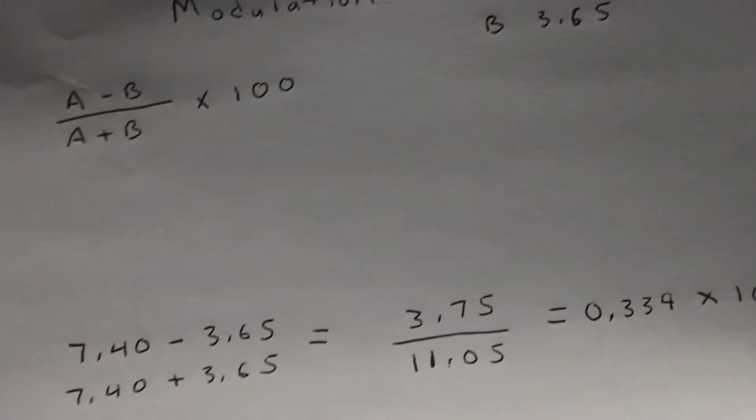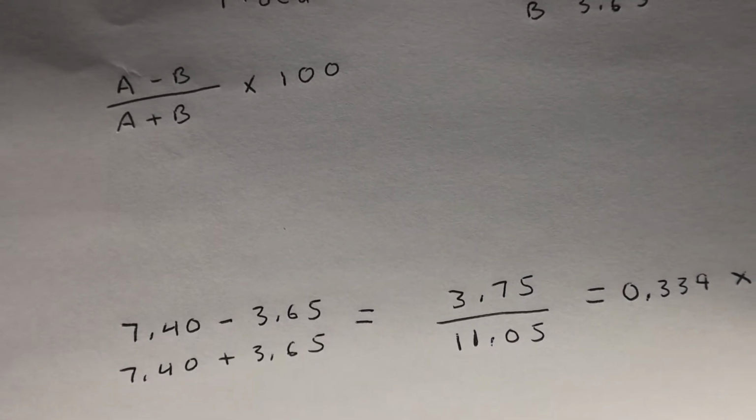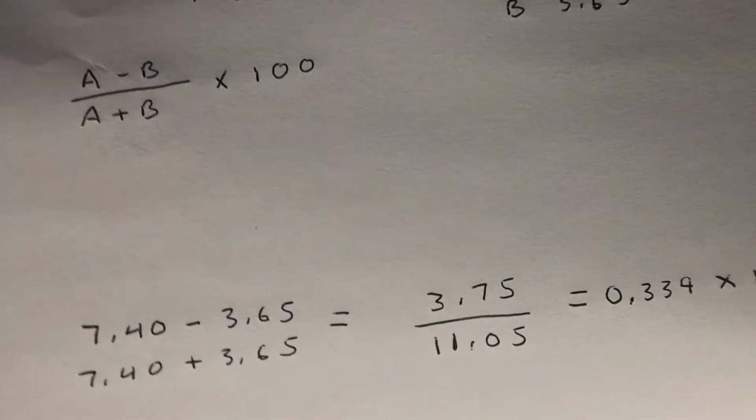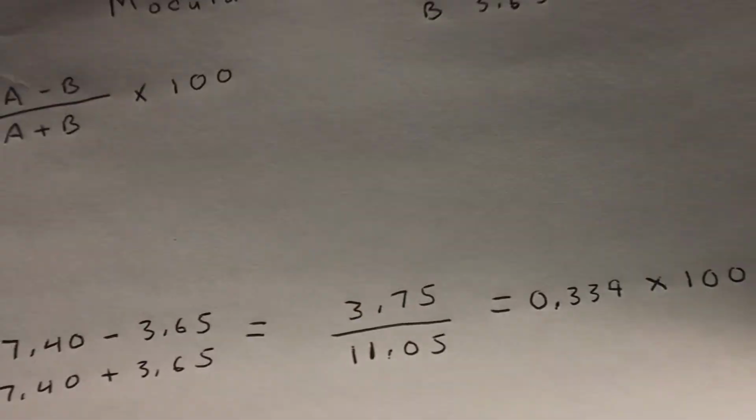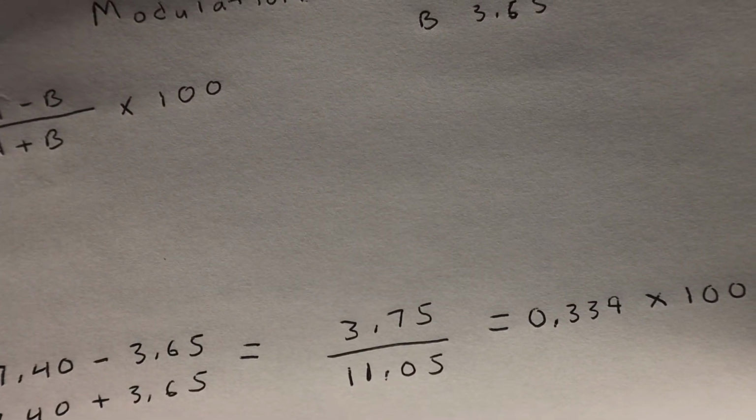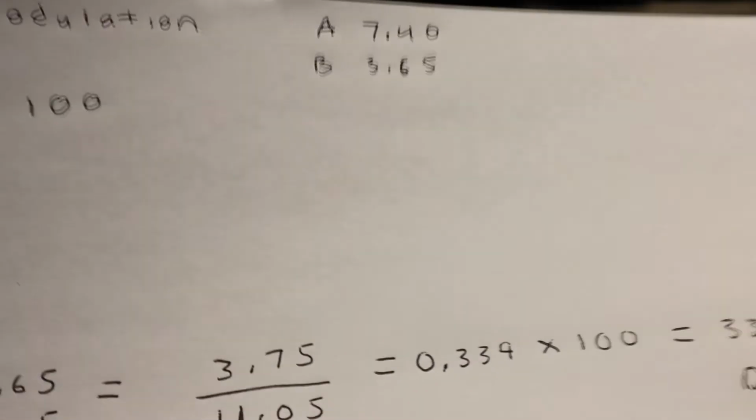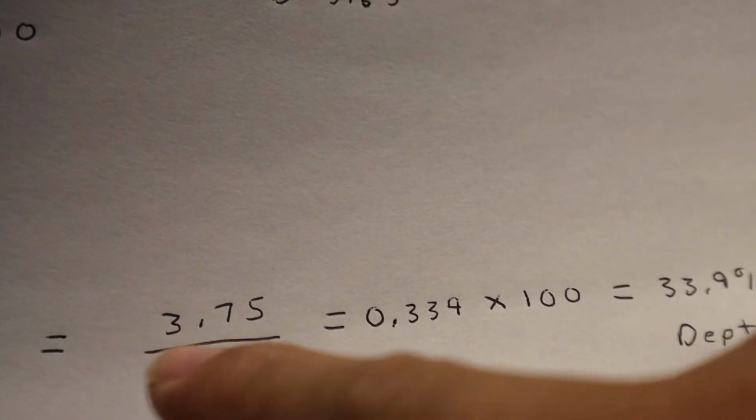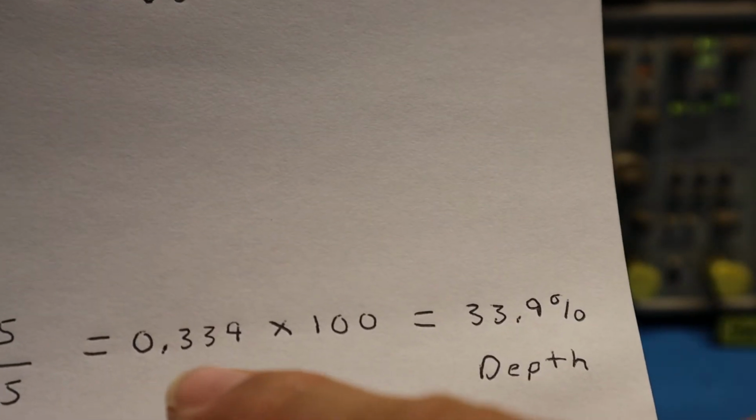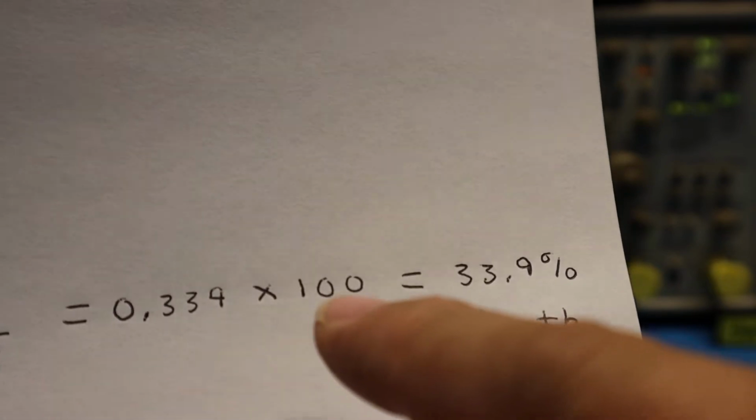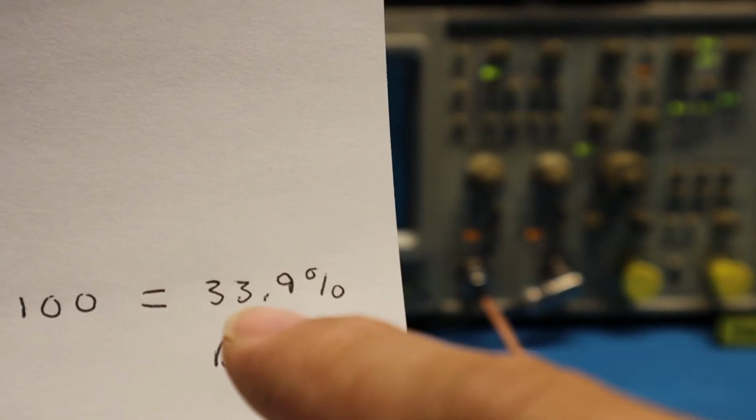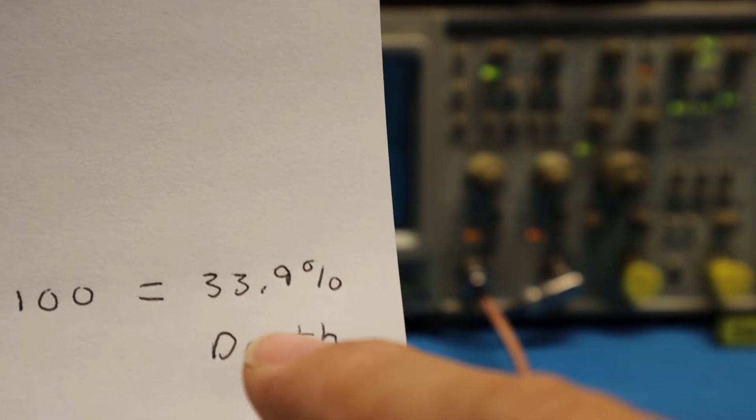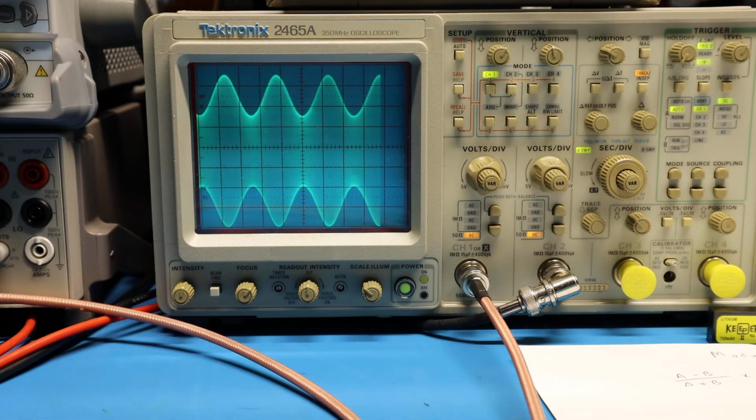So I did the math right here, and I subtracted 7.4 minus 3.65, which gave us 3.75. Then you add 7.4 plus 3.65, and that gave us 11.05. Okay, once I divided that, I got 0.339, and times that by 100, that gave us 33.9%. So it's telling us that the actual modulation is 33.9%, which is pretty close.